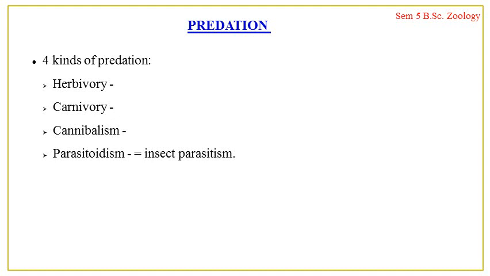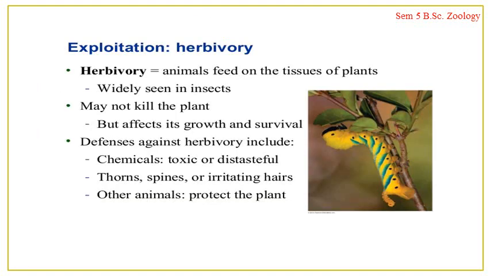We'll be seeing the example. Okay, so you can see here herbivory. Here you can see that it is butterfly larvae, and in the case of butterfly, only the larvae show herbivory or predatory habit. While the adult butterfly, it doesn't kill anyone, isn't it? It doesn't. It is nectar feeding. So here only the larvae is predatory.